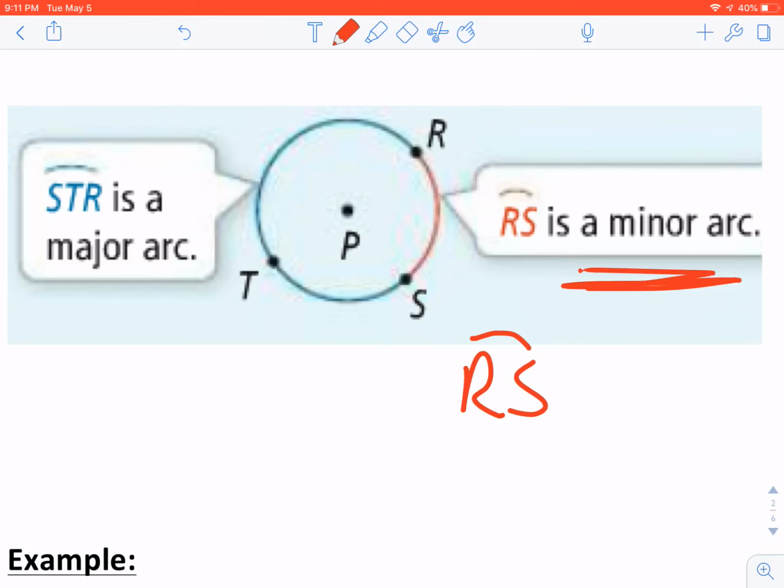We could not say that RST was a major arc. It looks to be a semicircle. We don't know that for sure. Okay, but it's certainly not bigger than 180 degrees. So that would be an incorrect way to name a major arc.